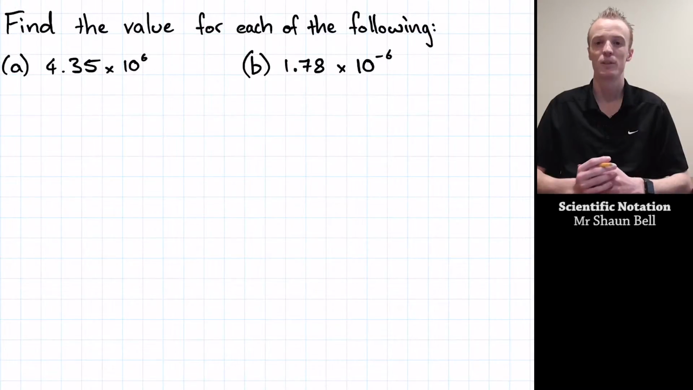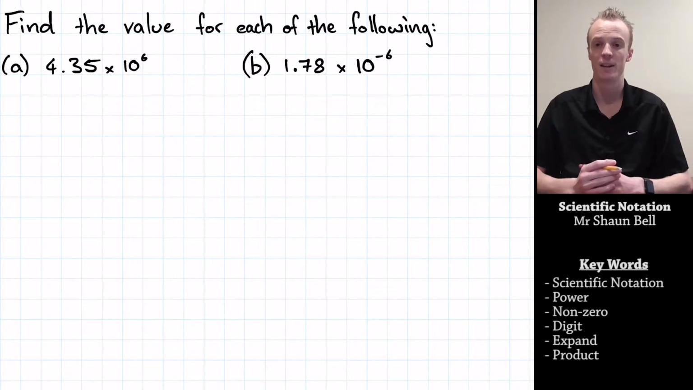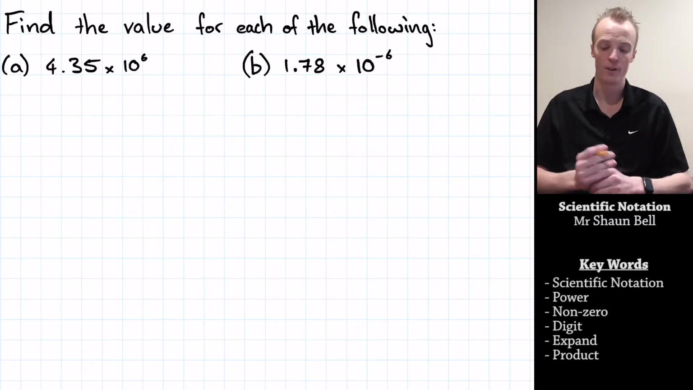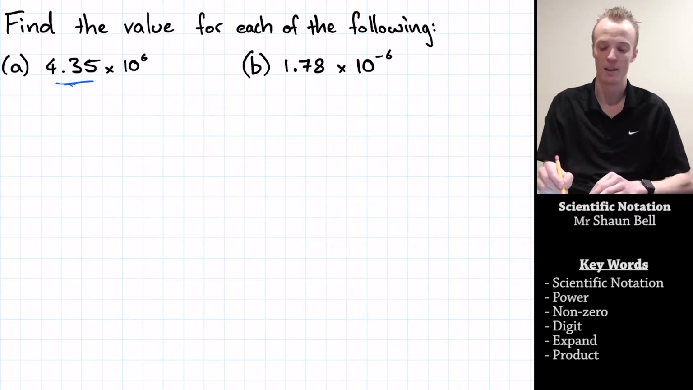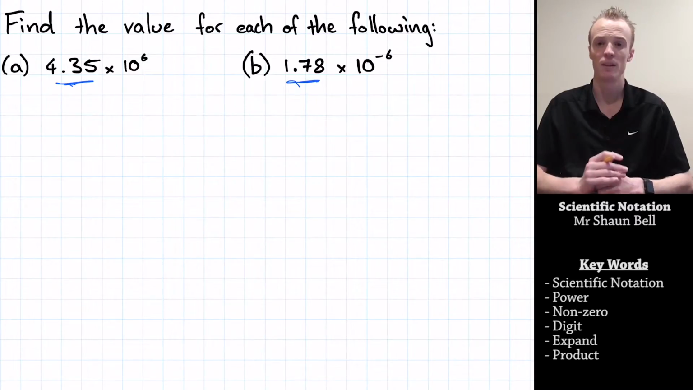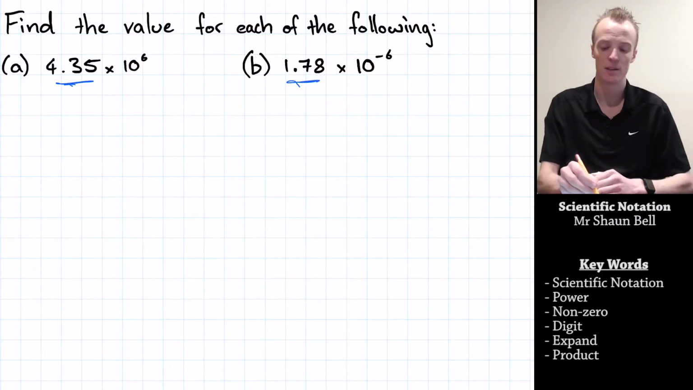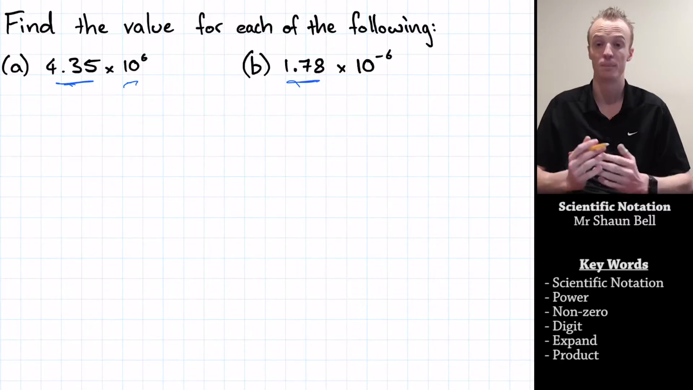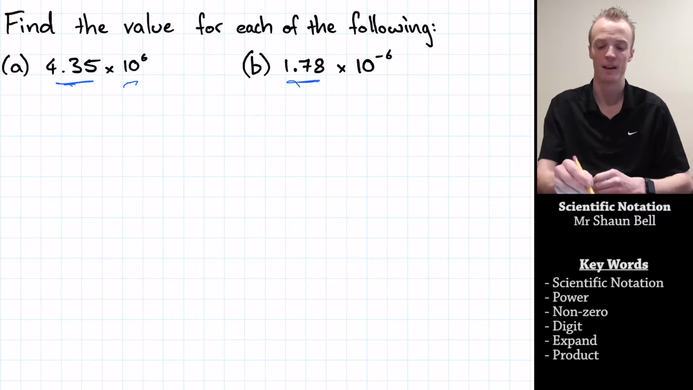Now in front of me I have two numbers that are represented in scientific notation. For a number to be in scientific notation, the first part of the number, which can be found here or here, has to be greater than 1 and less than 10. It can also be equal to 1. But then it's multiplied by 10 to a power. In the first problem you can see that power is a positive number, and in the second problem that power is a negative number.